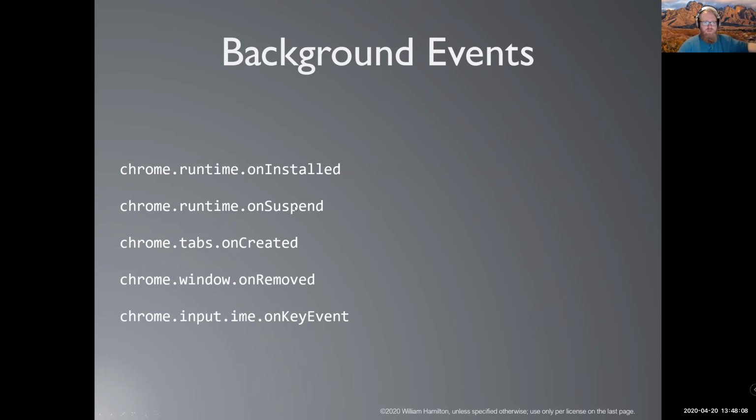For example, if your extension is getting suspended, or if you have permissions to listen to the tabs, you can get events for whenever someone creates a new tab, or when a window is removed or created, or you could even listen to all of the key events in the browser. So you could create a key listener that is listening to everything that someone types. And you can look up what those are.